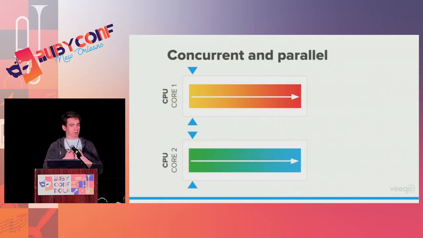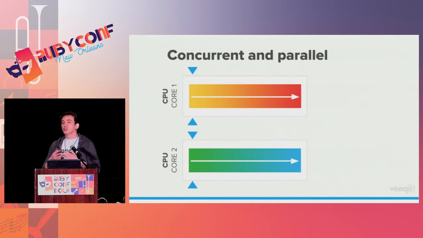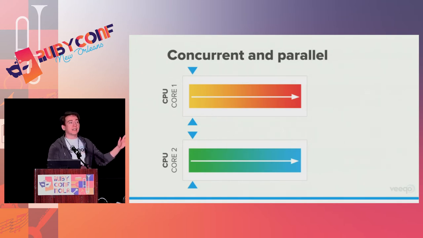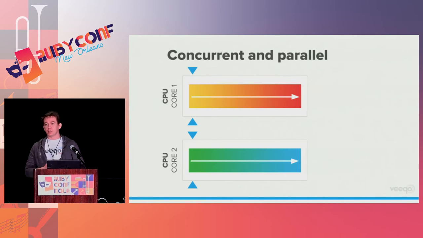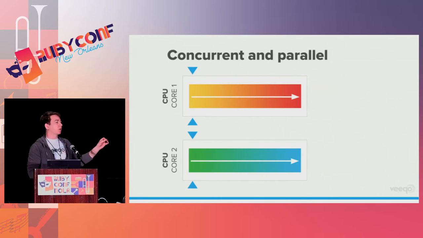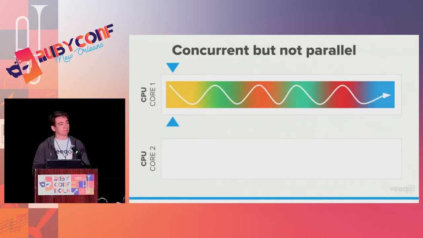Also, we wish it was like this. We wish each thread occupied its own core and ran truly simultaneously. This is called concurrent and parallel. You really get it in JRuby and Rubinius, but again, this is not the case with Ruby MRI. So the previous was neither parallel nor concurrent. This is concurrent and parallel, but with GIL, you get something else. You get concurrent, but not parallel.